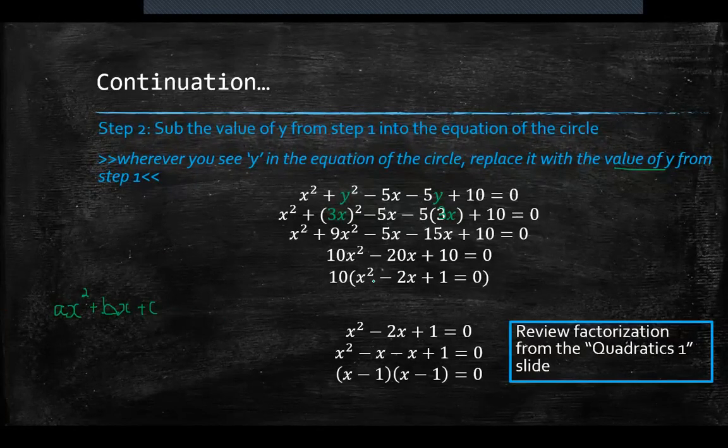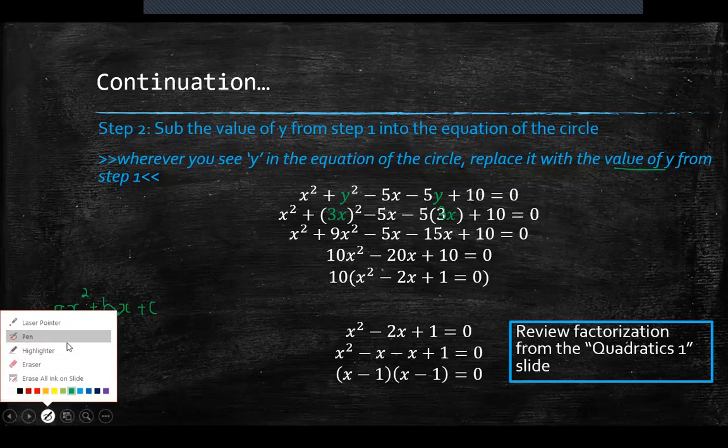So you need to recognize that this is a quadratic where a, which is the coefficient of x squared, is 1. B, which is the coefficient of x, is -2. And c, which is the constant, is 1. Remember, we need to find the value of x. We need to solve for x.